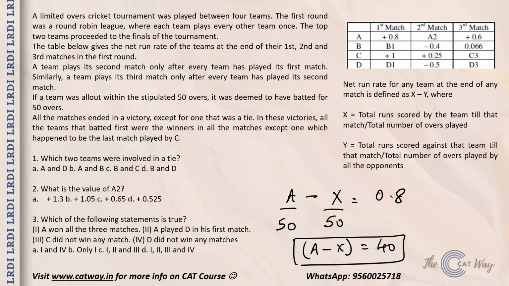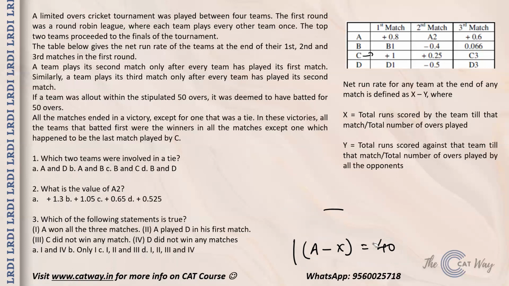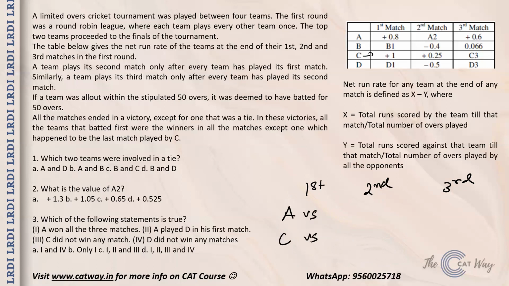And similarly, what we also can calculate for C is, because after the first match, C has a net run rate of +1, C won its first match by 50 runs. Okay, so this is what we have. Let us start making a table as well. So we have the first match, the second match, and the third match. Now, A and C did not play against each other. One of them played against B and one of them played against D, which is not known to us as of now.